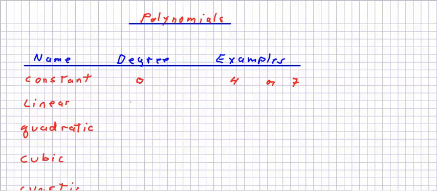A linear, think of our equations for a line, has a degree of 1. That means the exponent is 1. This is a linear polynomial. x is a linear polynomial. 5x plus 2. The exponent on the variable is 1.